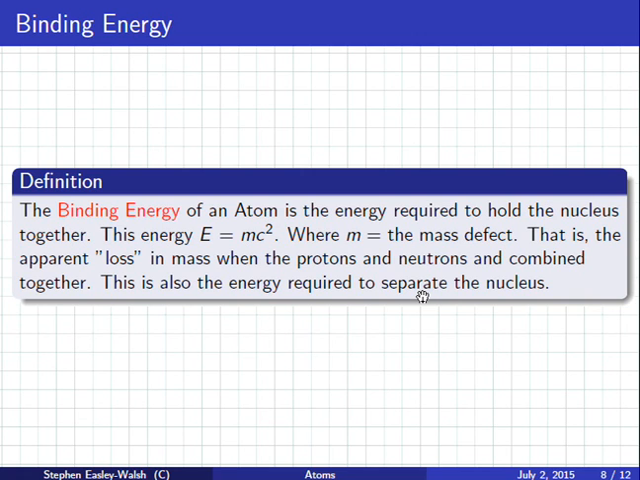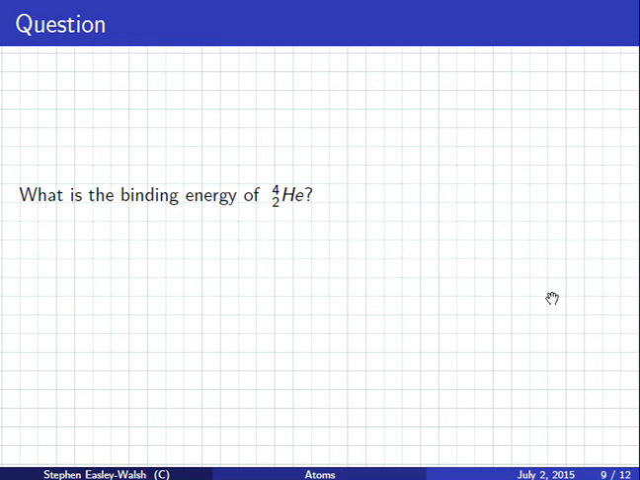You got that? Okay. This is also the energy required to separate the nucleus. Now you don't need to write that down, that's just an extra point. But if you said to me, I have protons and neutrons together and they make helium, how much energy do I need to separate them back into individual protons and neutrons? That's also equal to the binding energy. It's the energy you need to break this bond as well.